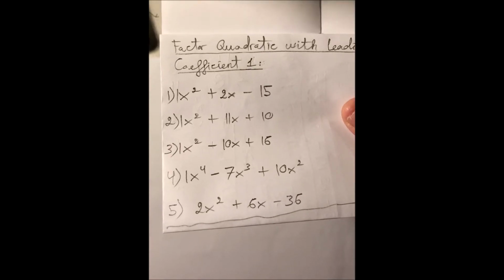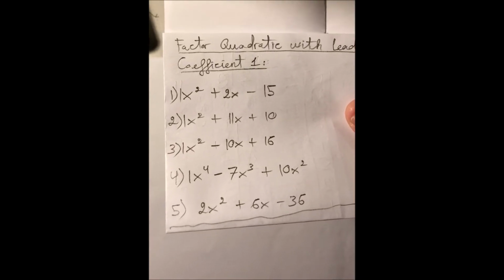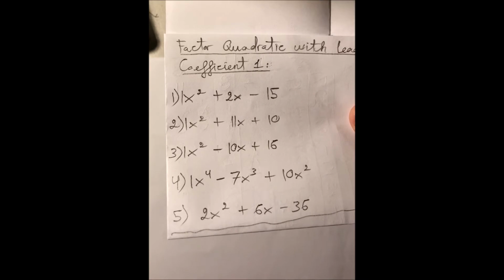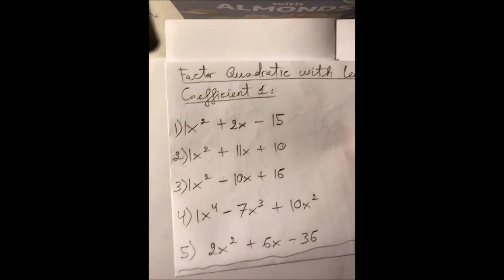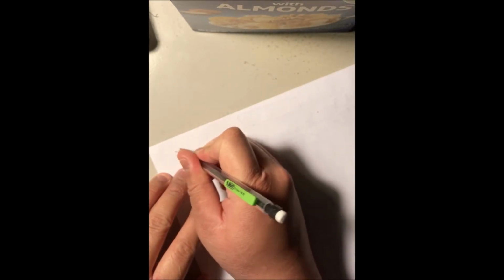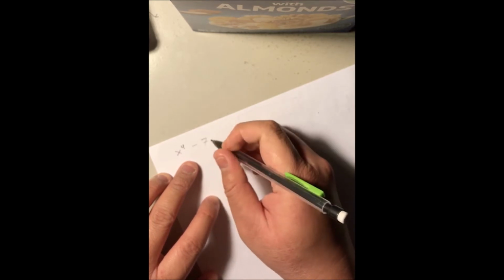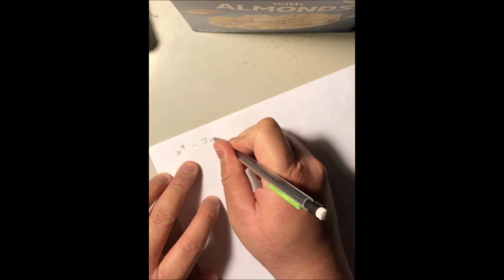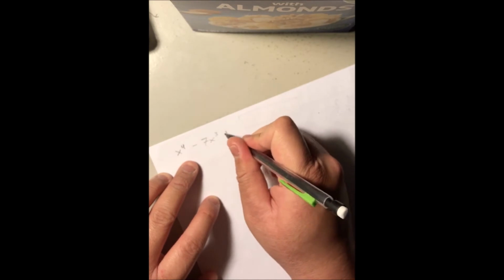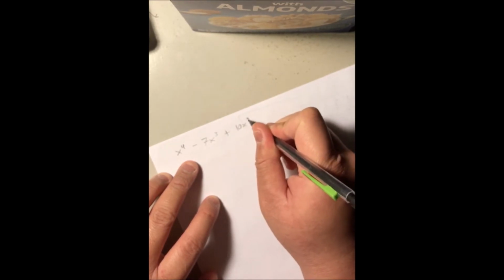Okay, let's go over the fourth and fifth examples of factoring quadratic equations with leading coefficient positive 1. So for example 4, we have x to the fourth minus 7 times x cubed plus 10x squared.